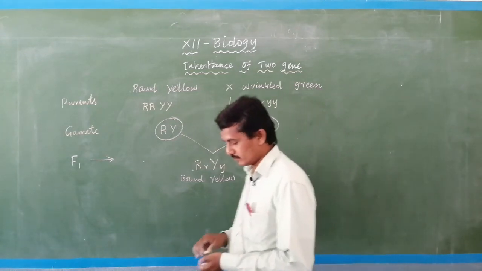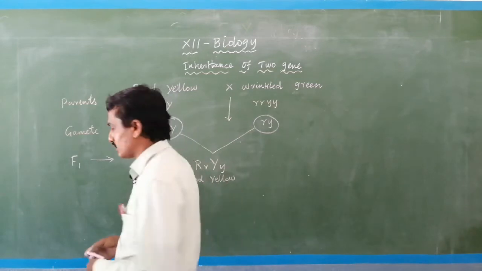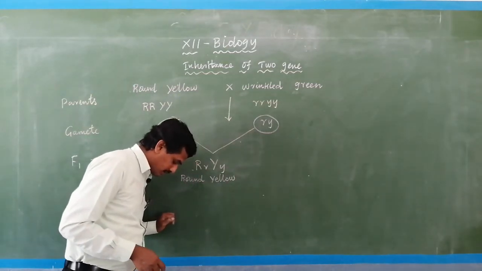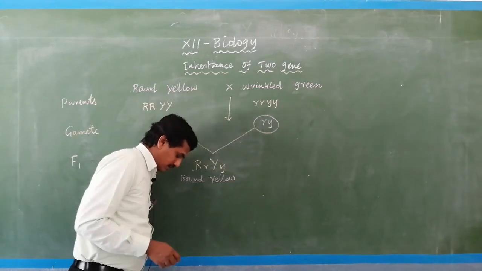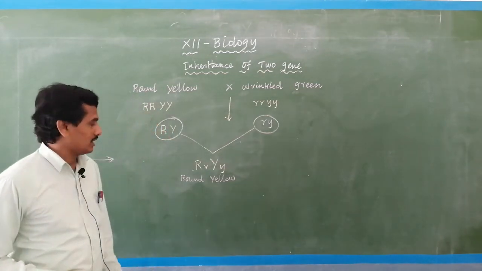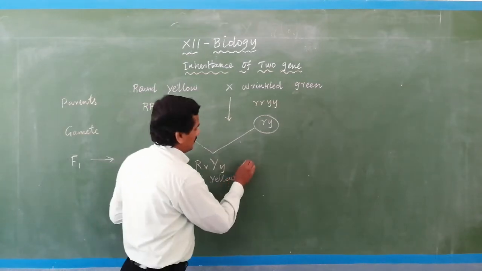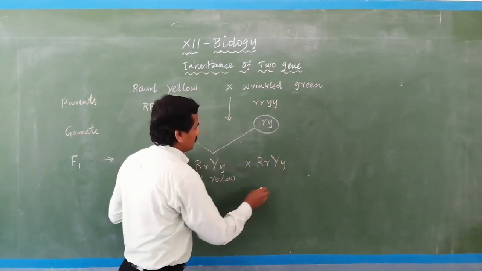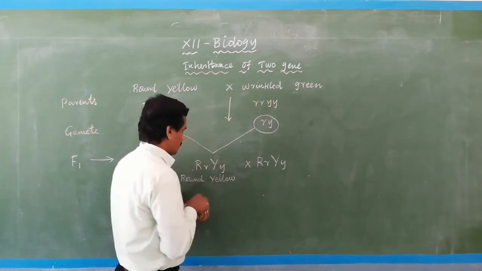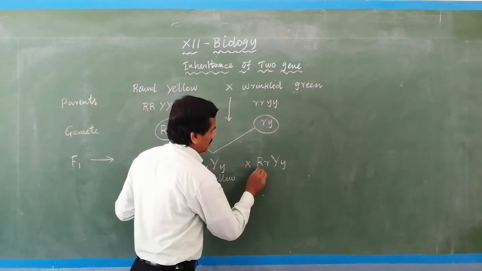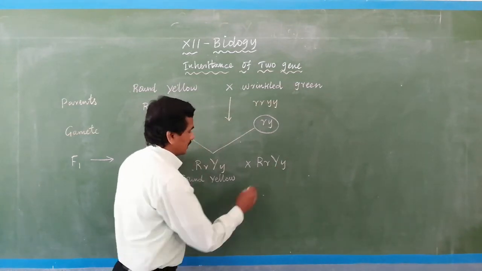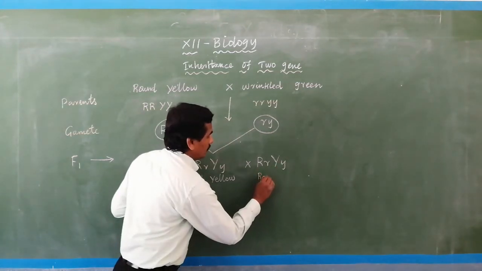Okay. The same plants are crossed with the next character, that is self pollination. Capital R, small r, and capital Y, small y. Here also round yellow, because capital R represents the roundness and capital Y represents the yellow. This is round yellow.